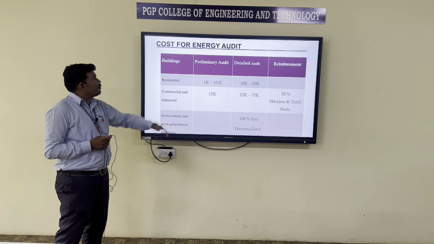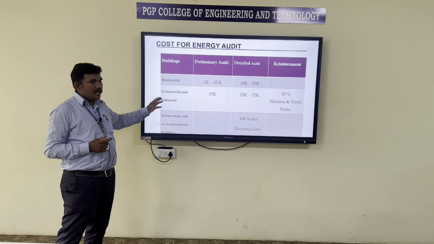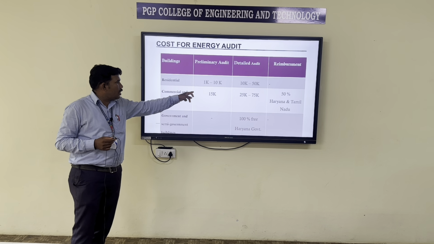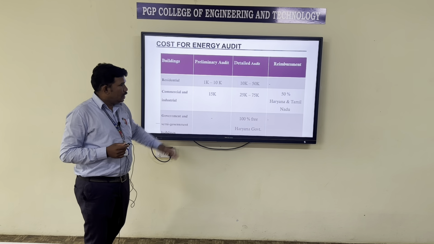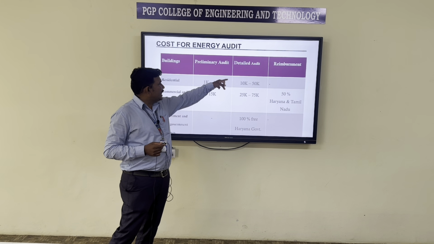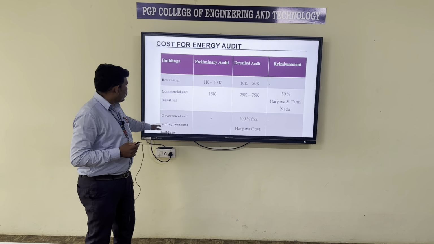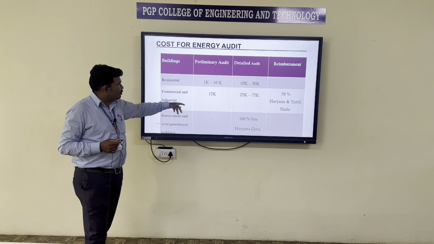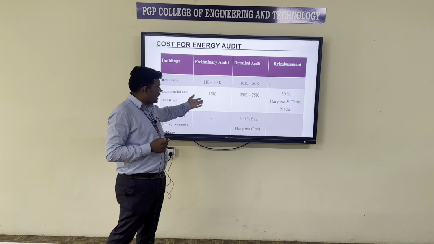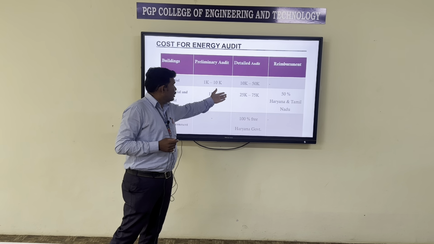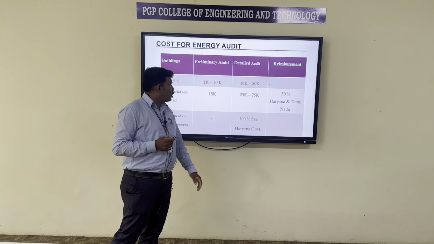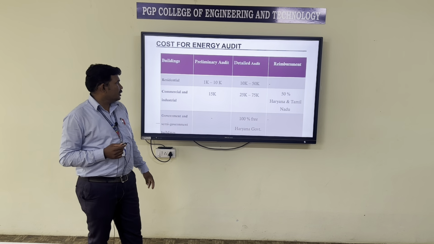So these are the costs of an energy audit. For residential, the preliminary audit will cost 1,000 to 10,000. A detailed audit costs 10,000 to 50,000. For commercial and industrial blocks, the preliminary audit costs 50,000, and the detailed audit costs 25,000 to 75,000.